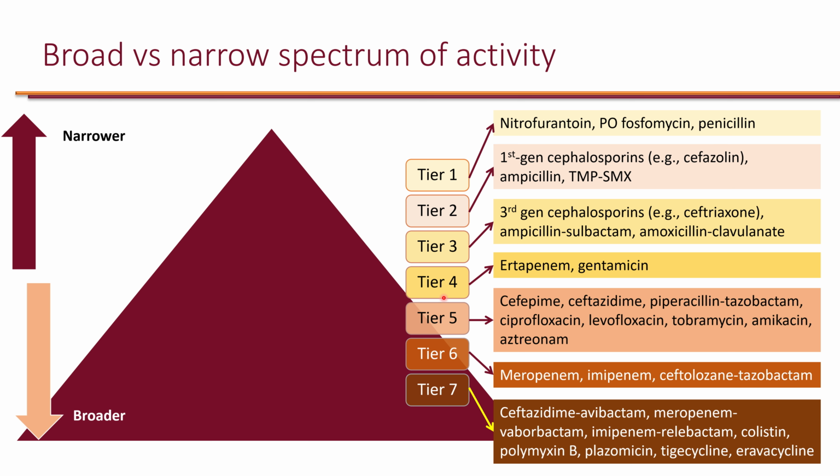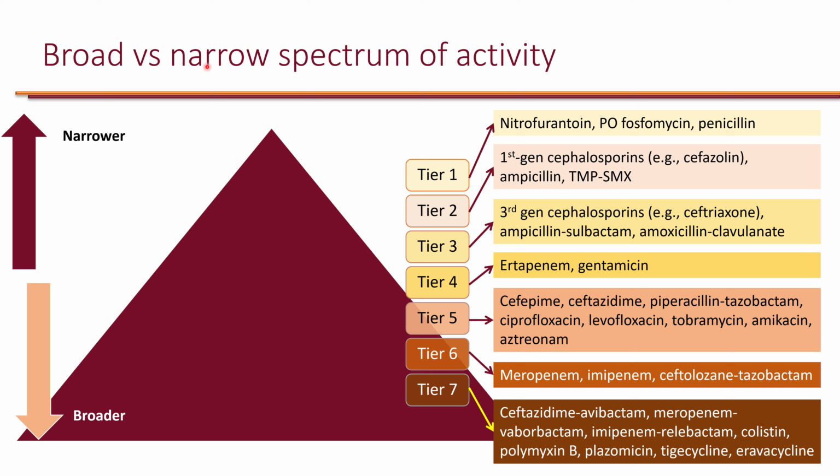This pyramid is designed to help you understand broad versus narrow spectrum of activity. It is important to know that there is no such thing as a tiering system when it comes to broad versus narrow spectrum of activity. I have created this pyramid just to help you understand broad versus narrow. Now, the higher you are on the pyramid, the narrower the spectrum of activity, and the lower you are, the more broad the spectrum of activity.